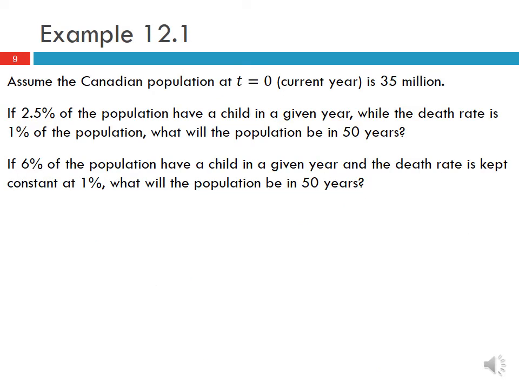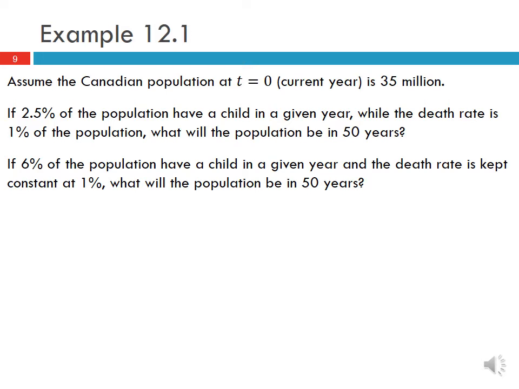So let's look at an example. If we assume that the Canadian population at some time t equals 0, which is some current year, is 35 million. If 2.5% of the population have a child in a given year, so the birth rate is 2.5%, while the death rate is 1% of the population, we want to know what is going to be the population in 50 years. And then let's look at this again.